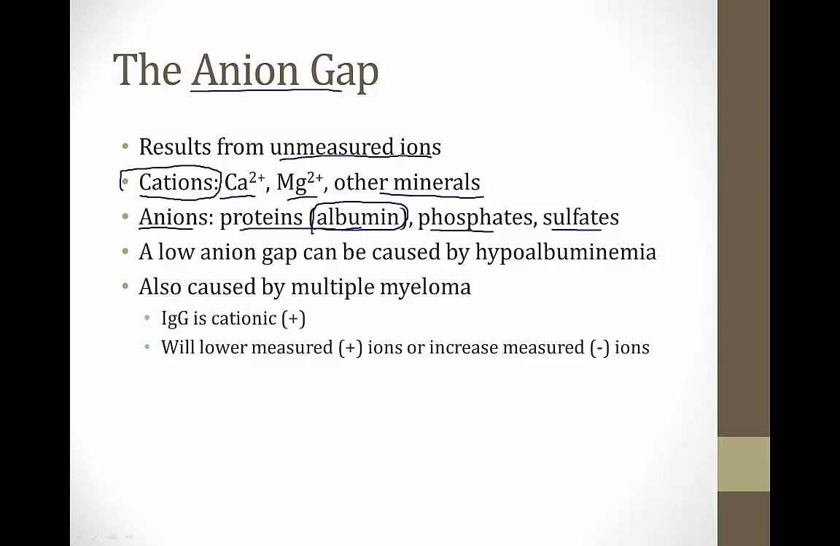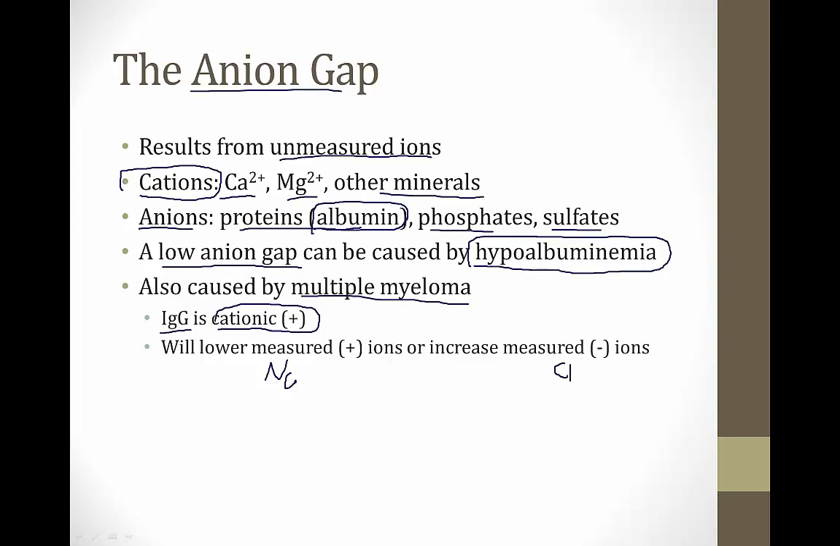And once you understand that, it's very easy to appreciate that a low anion gap can be caused in patients who have hypoalbuminemia. Remember I said that normal is less than 12. Patients with very low albumin may have an anion gap of 6 or 5 or 4. One other condition that sometimes causes a low anion gap is multiple myeloma. So in multiple myeloma, when patients make IgG antibodies, these are cationic. They have a positive charge. So they will push other cations like sodium out of the plasma, and they may also draw in other negatively charged ions like chloride.